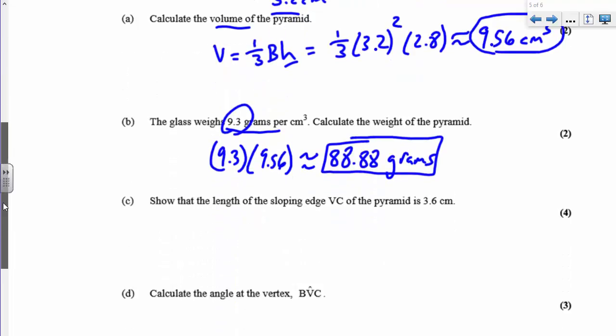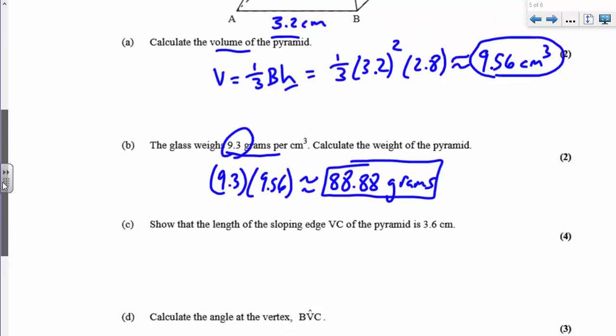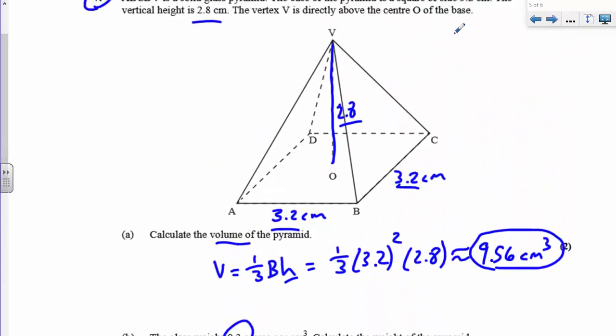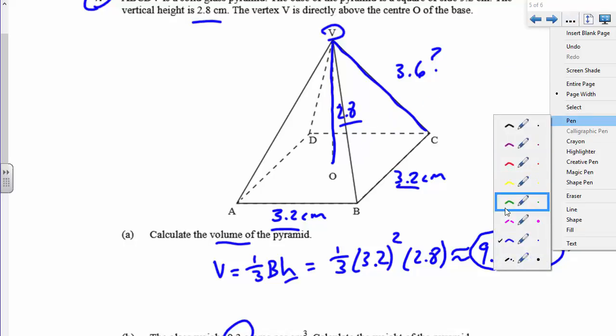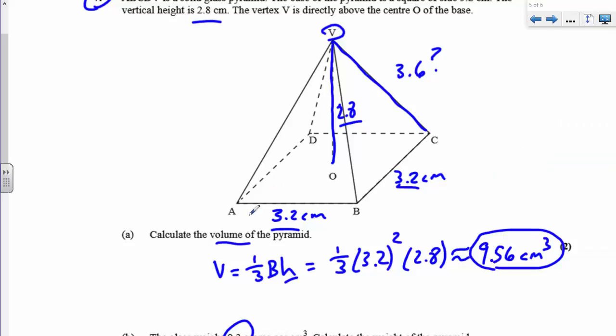Show that the length of the sloping edge VC of the pyramid is 3.6. I love this question. So here's the sloping edge VC, from V all the way down to C, and they want me to show that this is 3.6, supposedly. All right, so how are we going to go about doing this? Let's see if I can change my pen color here. Red's a good thing to go with here.